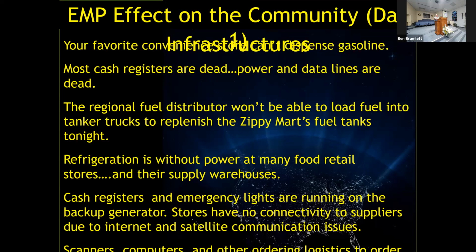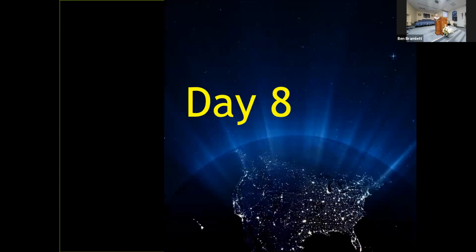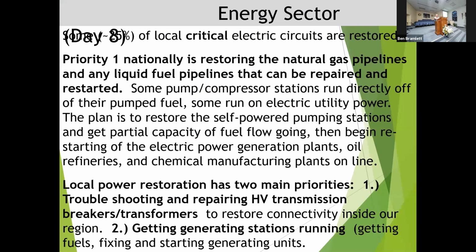And that's assuming that we can find enough cashiers that can count change. Okay, that's a real problem. Okay, 8 days later, that's the first day. It's going to really be awful. 8 days later, we convert over to looking at each of the individual critical infrastructure sectors.